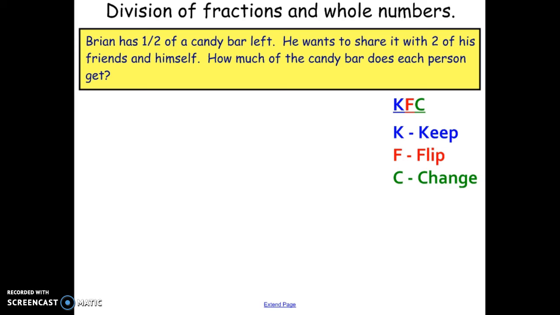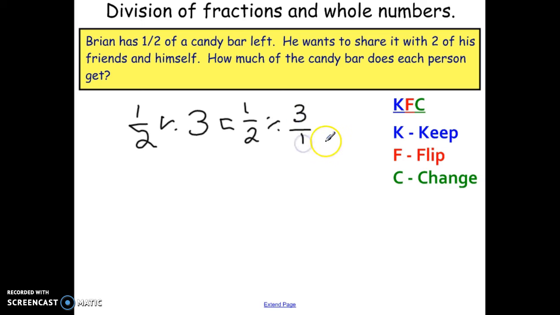And I say 3 because notice in the question it does say that he wants to share it with 2 of his friends and himself. So we're going to take the 1/2 and actually divide that by 3. Okay? And like we said before, we're going to turn that 3 into what should look like a fraction. We're still just going to write the same expression here, and we should put 3 over 1.